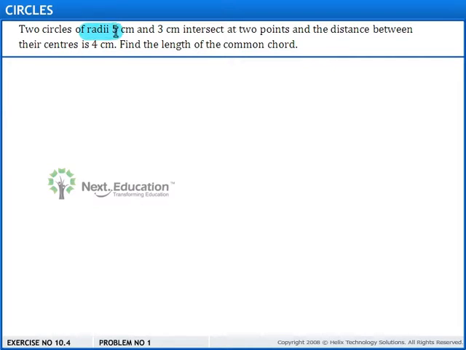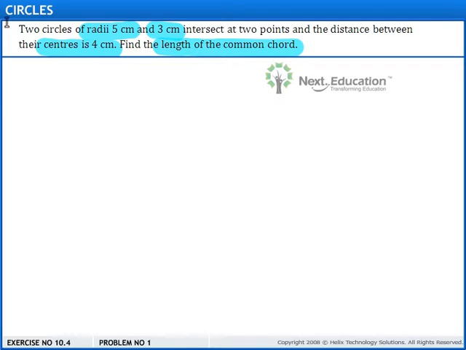Circles of radii 5 cm and 3 cm intersect at 2 points and the distance between their centers is 4 cm. Find the length of the common chord. Let's begin with the solution.